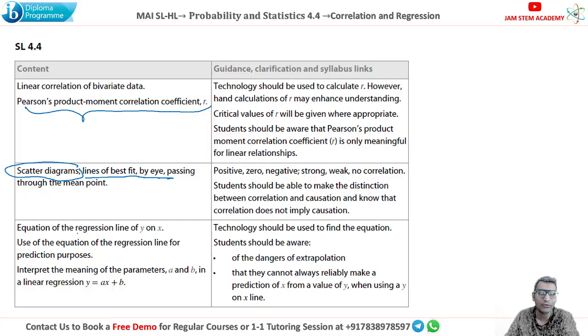Then we will discuss how to find the equation of the linear regression line y on x and x on y. There is a difference between these two. We will also interpret the meaning of the parameters a and b in the linear regression line y equals ax plus b. So we will discuss all these things in this session. Let's start with the linear correlation of bivariate data.